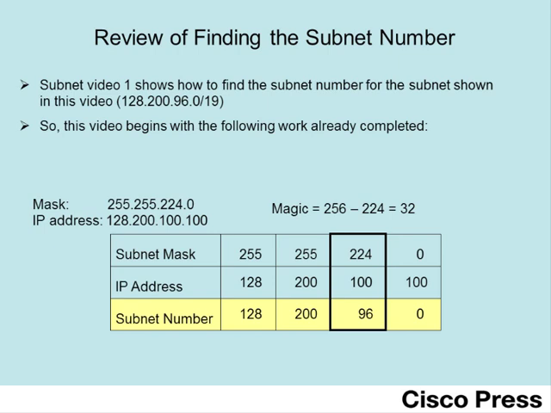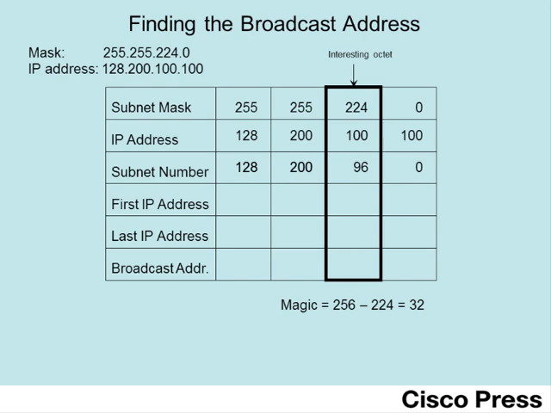Next, let's talk about how to find the subnet broadcast address for this subnet. We've got the table we used to start with the IP address to find the subnet number. So there we see the subnet number of 128.200.96.0. Then we've got a row reserved to write down the first IP address in the range, the next row reserved for the last IP address in the range, and then the final row to write the broadcast address. I like to put that at the bottom because, of course, it's the last number going in sequence, but you can write it anywhere you want on the page.